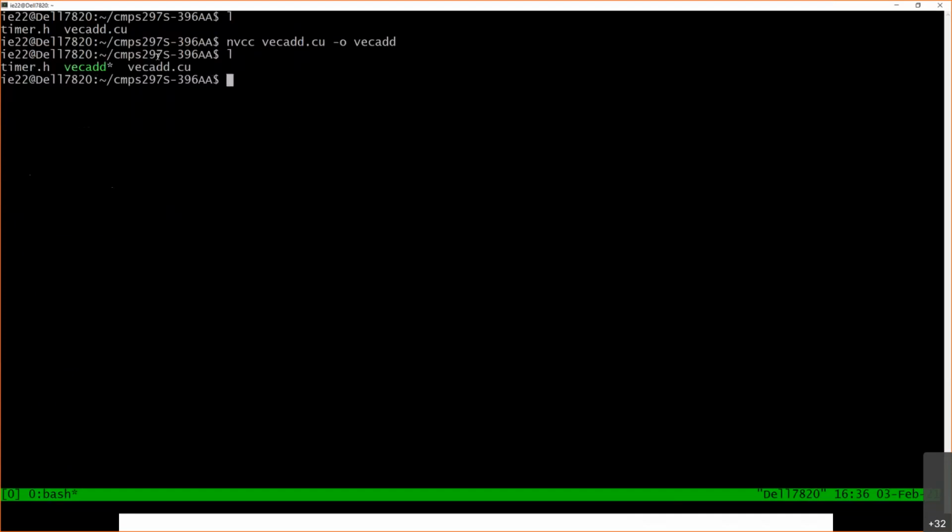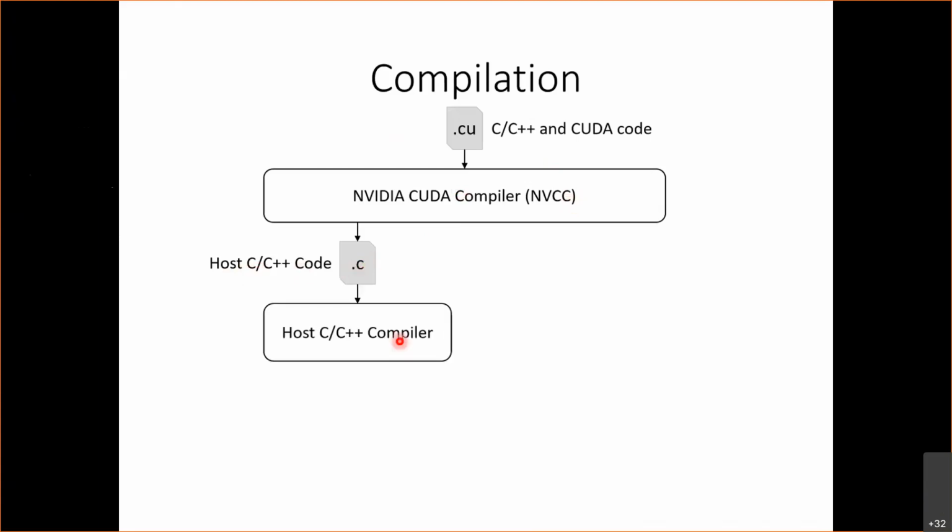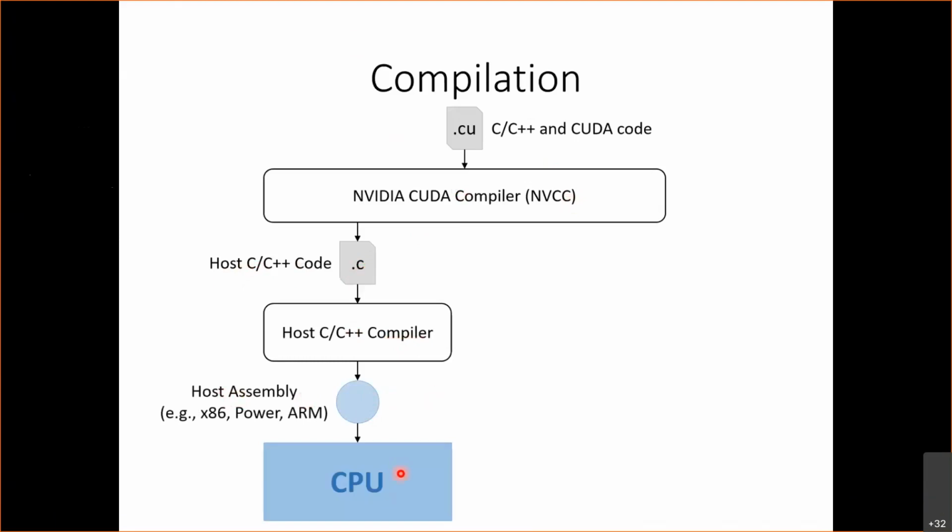Now, what does NVCC do when I call this? Well, let's see. NVCC is going to split our code into 2 parts. It's going to split out the C++ code, and that code is going to be given to the host C or C++ compiler, and the compiler is going to use this C code to generate a host assembly file, and this host assembly file is going to run on the CPU.